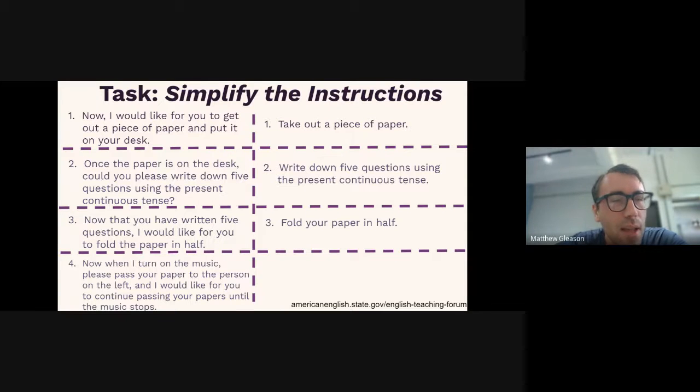All right, last one. Now, when I turn on the music, please pass your paper to the person on the left, and I would like for you to continue passing your papers until the music stops. All right, this is another hard one. Go ahead, take your time, and then write your answer in the chat box.